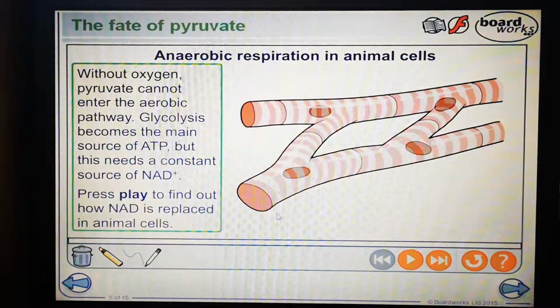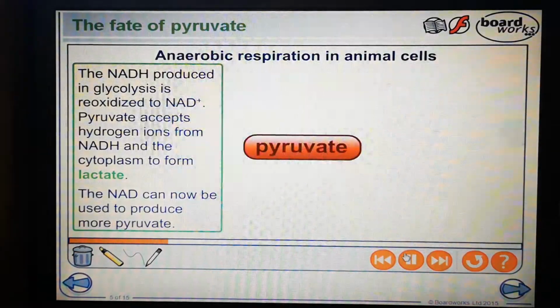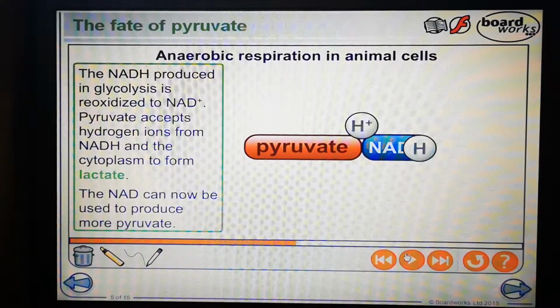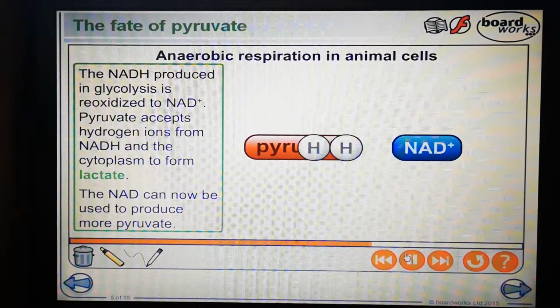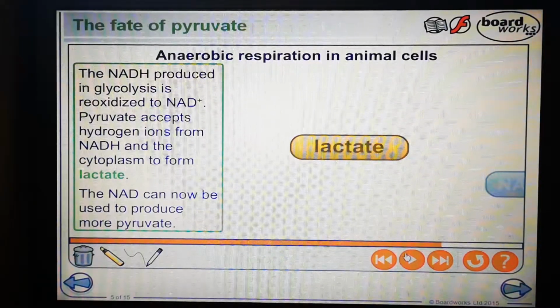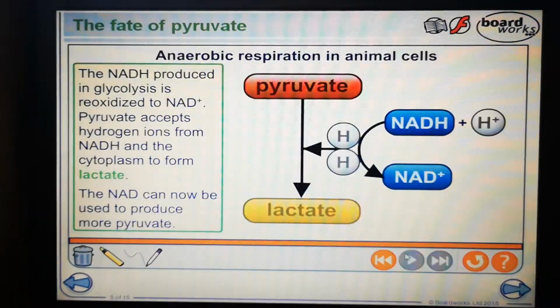So let's have a look inside an animal cell. Now, that pyruvate will be given a hydrogen. It's given a hydrogen from the reduced NAD that was made in glycolysis. So it's a bit of a cycle, as you can imagine. So there we go. That pyruvate has now turned into lactate, and that oxidized coenzyme NAD is now going to go back to glycolysis, where it can help with the continuation of glycolysis.